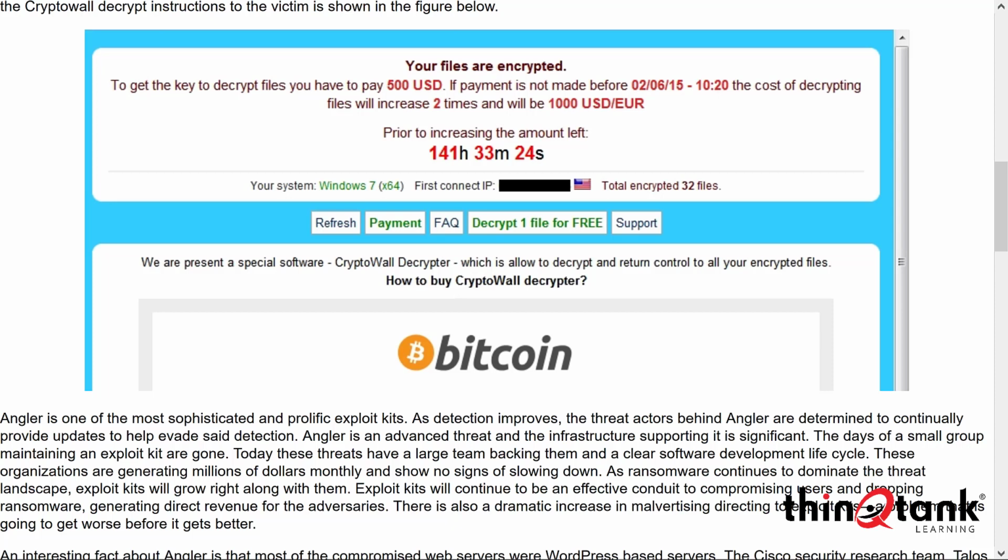So CryptoWall here was saying, okay, we've encrypted your data. And by the way, since we've encrypted your data, you need to now pay us, and then we'll send you the private key so that you can do the decryption. Typical ransomware type of attack.